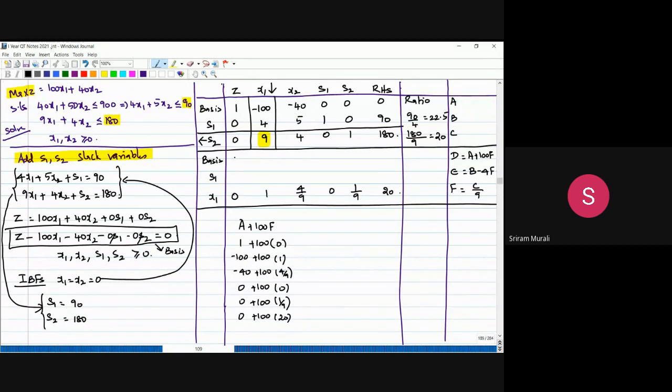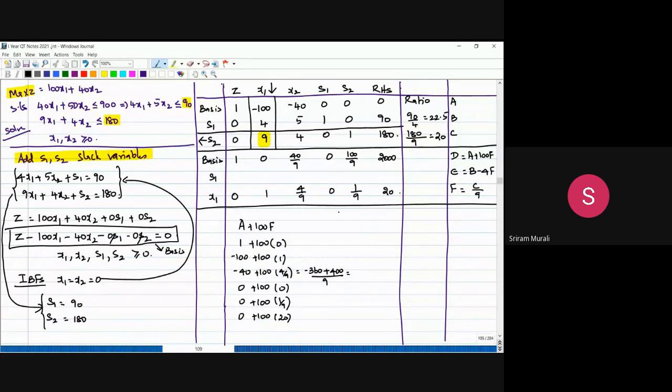Just get the answer. What is the first answer? 1. What is the next answer? 0, because as I said, this element should become 0. What is this one? Minus 360 plus 400 by 9. How much do you get? 40 by 9. Am I right? It is 40 by 9. This will become 0, this will become 100 by 9, and the last one will be 2000. So the profit has increased from 0 to 2000 because you produced 20 units of X1 in product A.